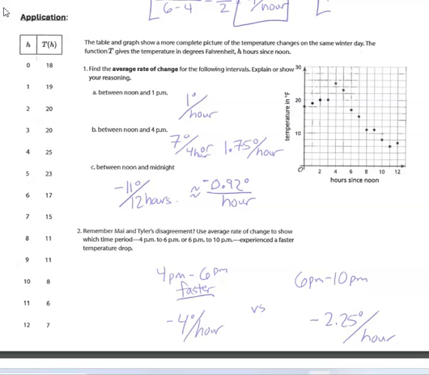You could also look at the table on the side, and you could see that the temperature change was 1 degree going from 18 to 19, going up, and then 1 hour went by. So it's still 1 degree per hour.